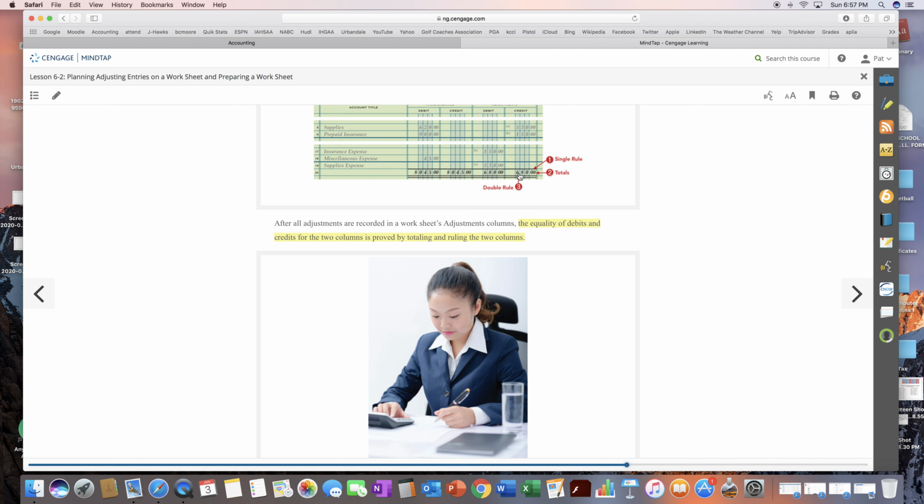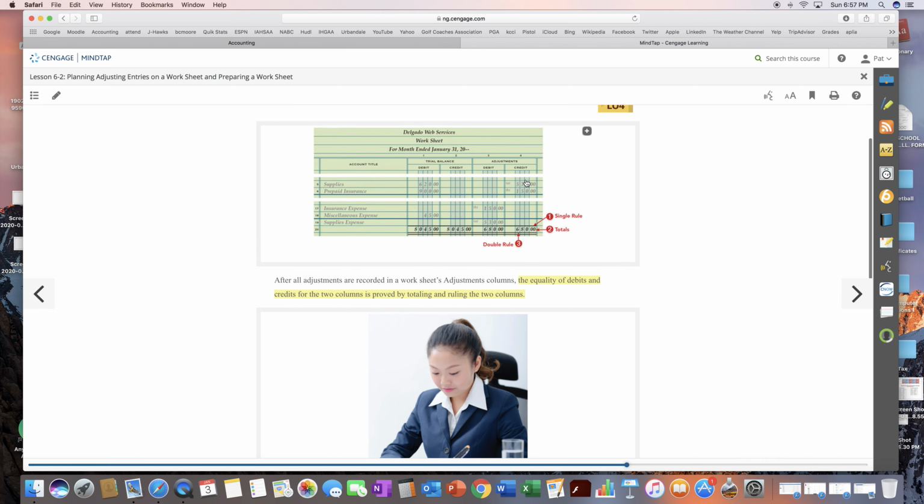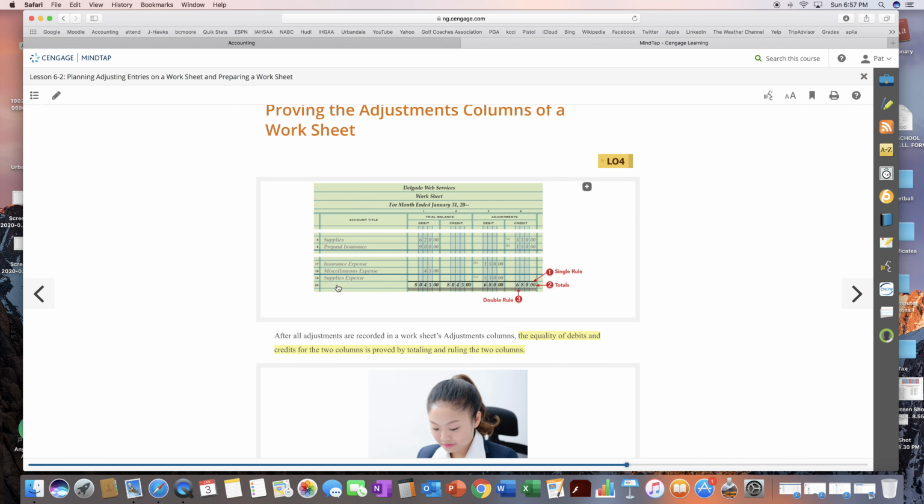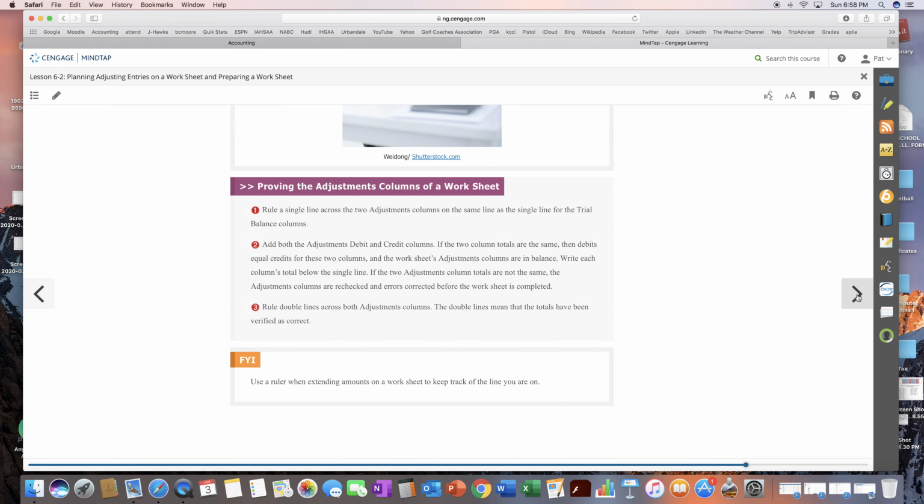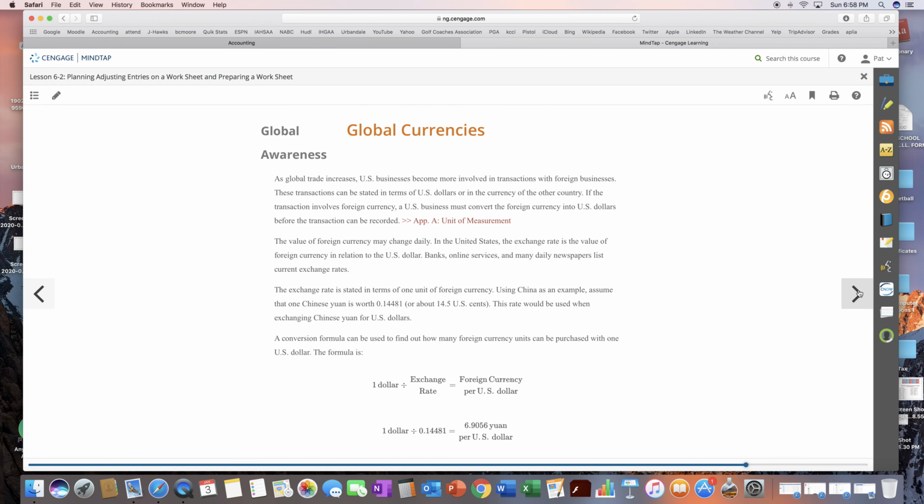And again, the adjustments, debits, and credits must equal. So we had all those listed in the trial balance to begin with, and then we make these two adjustments in the adjustment columns, debiting the expenses and crediting the assets for how much we used. That should be it.